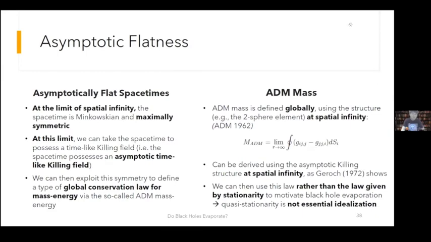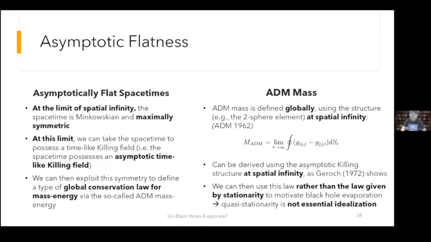At the limit of spatial infinity, spacetime is maximally symmetric. And at this limit, you can take the spacetime to possess a timelike Killing field, an asymptotic timelike Killing field, and then exploit this symmetry instead of the stationary one to get a global conservation law for mass-energy. And this is fine because each stationary solution is asymptotically flat by construction.